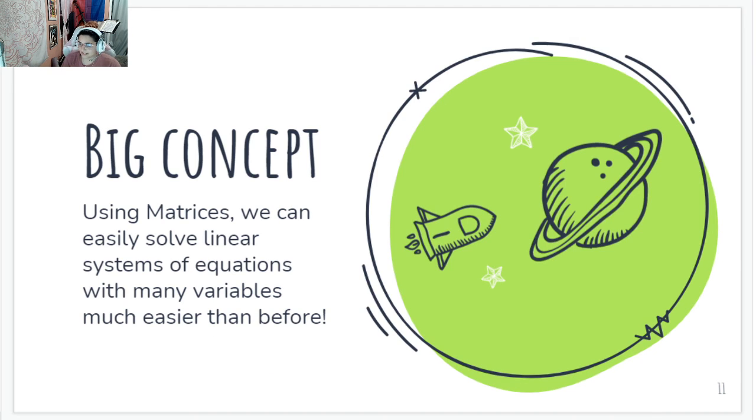So the big concept here is that we are able to use matrices to easily solve linear equations with many variables, much easier than before. So in the past, we would have had to use elimination, substitution, or graphing, which could get very messy with all of these different equations and variables at the same time. But here, we are able to do it very swiftly with just a matrix.